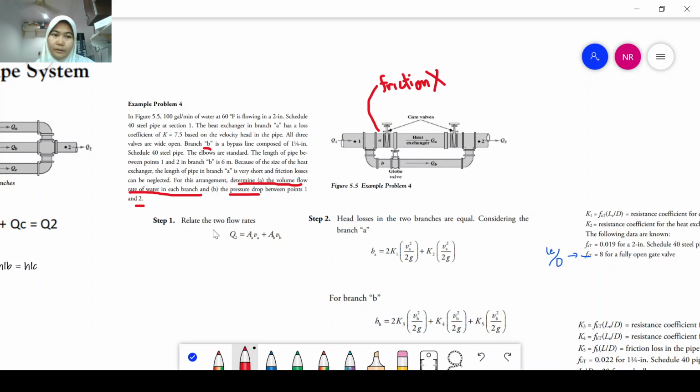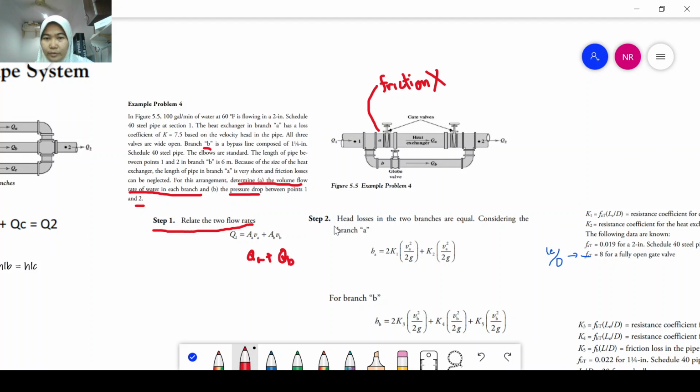First, step 1. Step 1 is to relate the two flow rates. So this is a parallel pipe system. You know that Q1 is equal to QA plus QB, right? Okay, so we look at step 2.